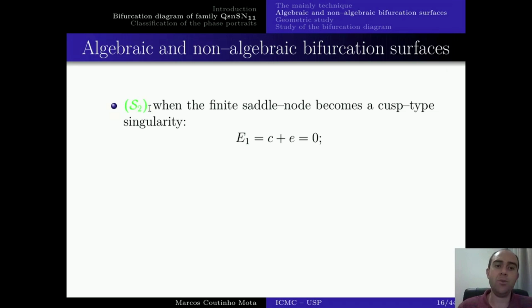Here we have S2 in green. Along this surface, we have the following phenomenon: the finite saddle-node becomes a cusp-type singularity. This happens along this plane here.